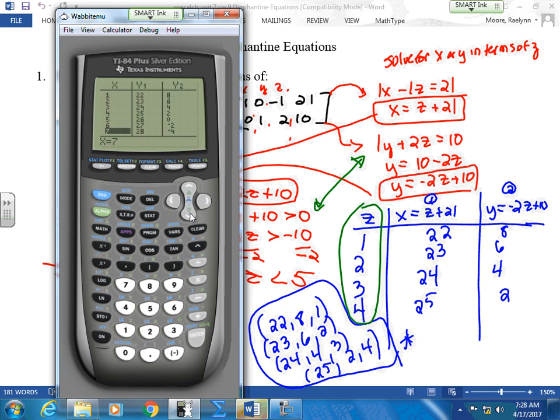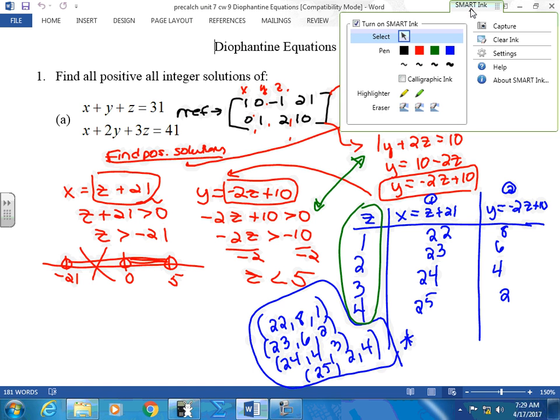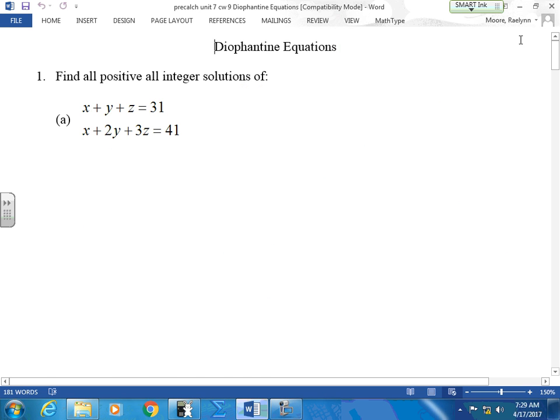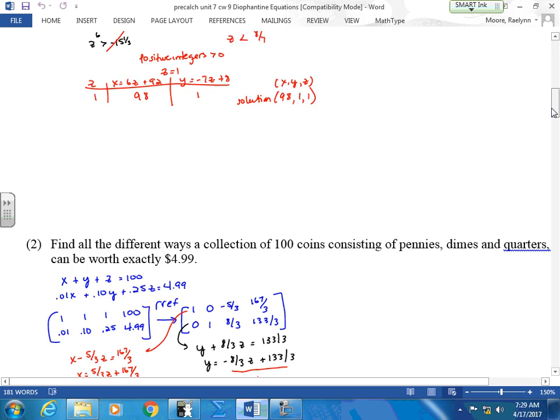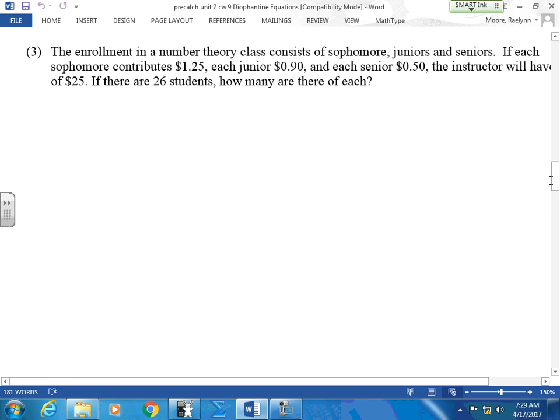Questions at all? Okay, let's see if we can set the next one up. I wanted to do number 3. It takes a lot of space. You've got a lot of things going on in this, so give yourself enough room to do these. Okay. Let's do number 3.